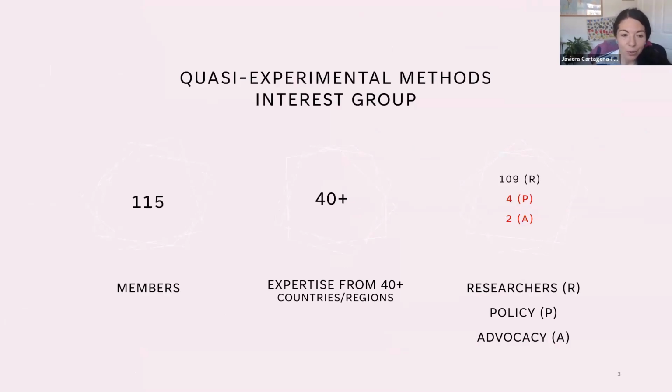I like to show some stats of the group every time we meet. So we are 115 members, that was the last time I checked. We have expertise from more than 40 countries. And in general, I would say that the group is quite popular among researchers. So we have 109 researchers, but we are failing a little bit on including people from the policy side and also practice or advocacy. So we have very few members. And again, if you know anyone who will be interested in joining, please let them know that we exist.